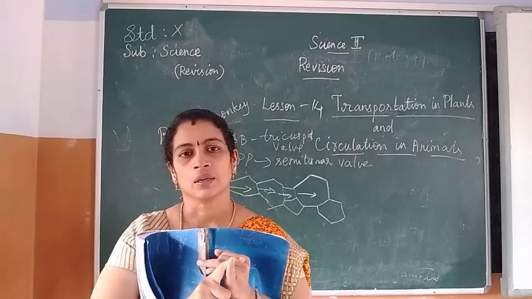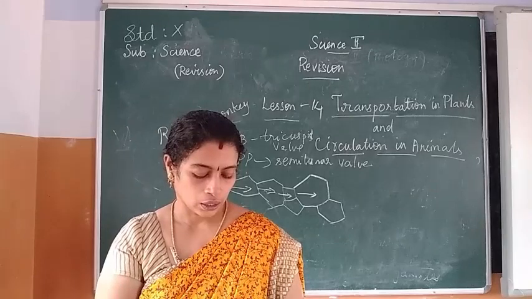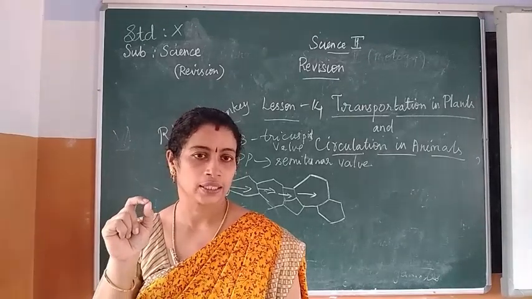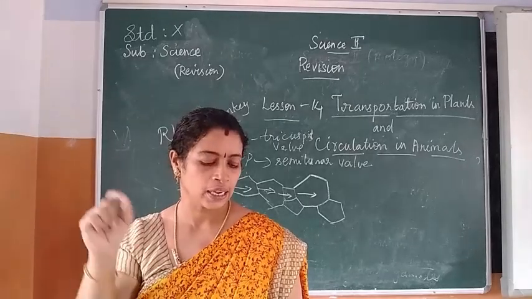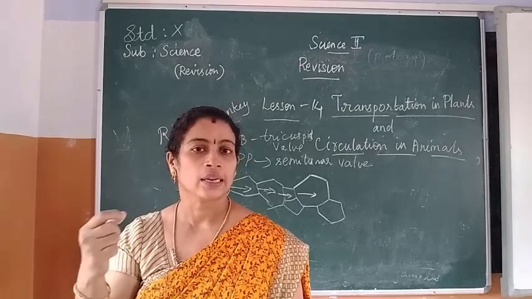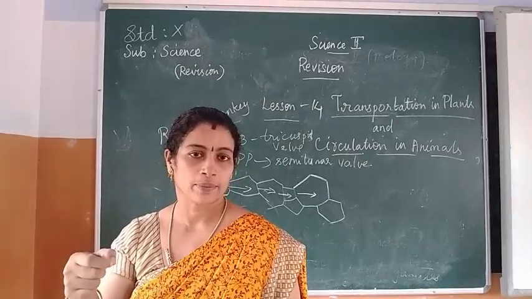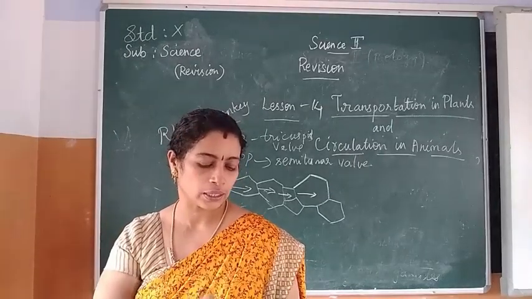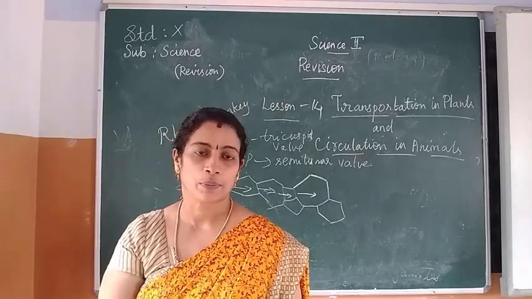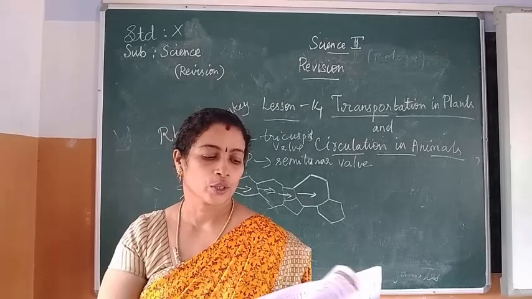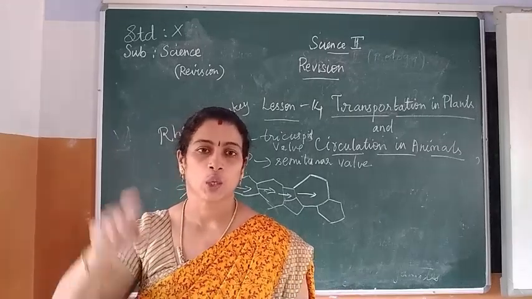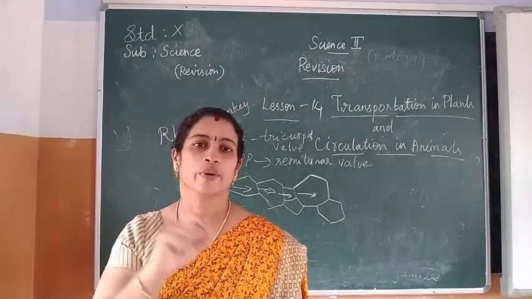To write about the structure: the walls of arteries are strong, thick and elastic; the walls of veins are weak, thin and non-elastic. Arteries carry oxygenated blood except the pulmonary artery. All veins carry deoxygenated blood except the pulmonary vein. You have to present the answer according to the marks. Write neatly, put the column properly and write point-wise.